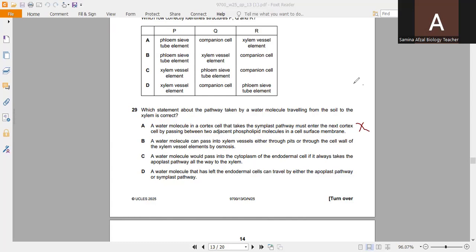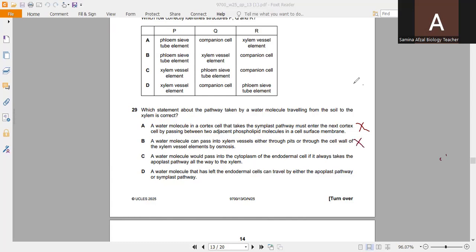The next statement is also incorrect, as water molecules can pass into xylem vessels either through pits or through the cell wall of the xylem vessel elements by osmosis. Xylem vessel elements are dead, hollow tubes with no selectively permeable cell membrane. Because they lack a living protoplast, water does not enter them via osmosis. For osmosis, a cell membrane is compulsory. So it enters via mass flow or bulk flow. So this statement is also wrong.